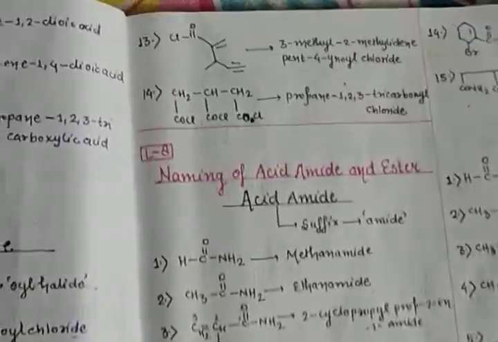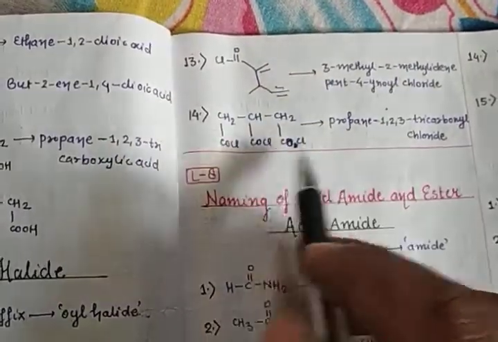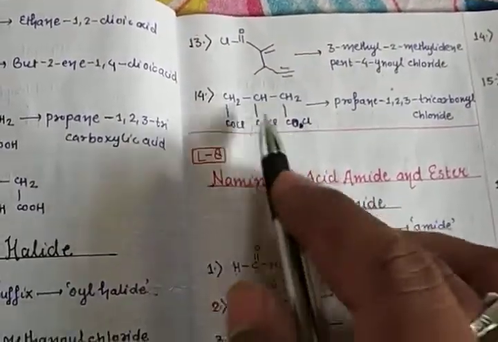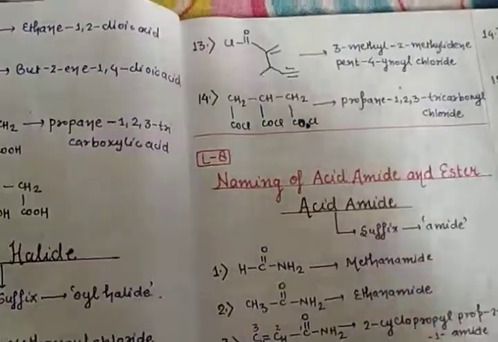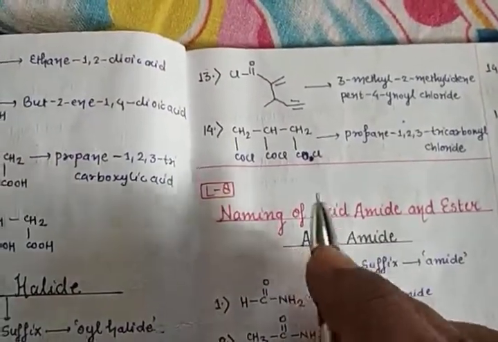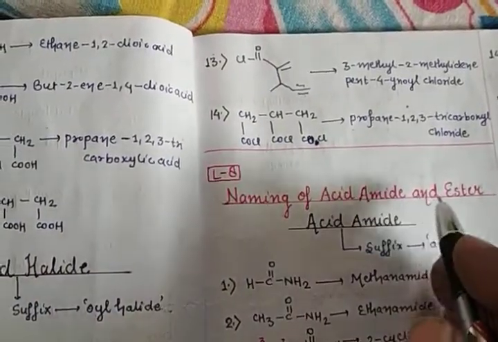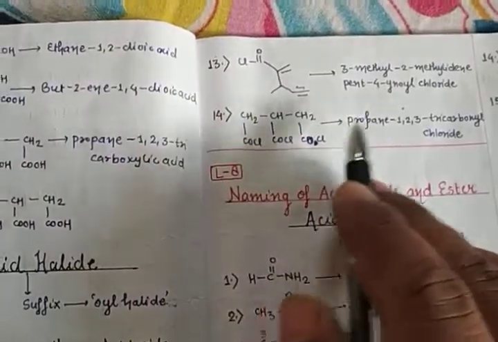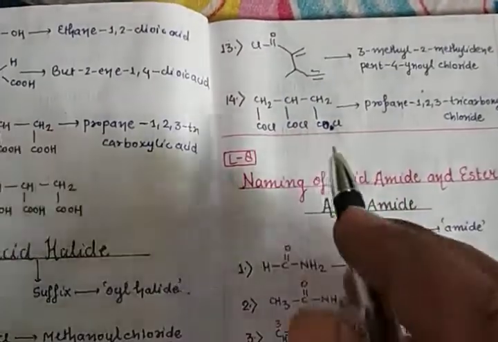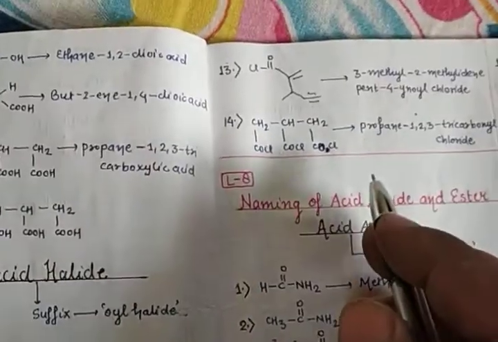Now the same for this formula again. There is a COOCl group. The same for this also: 1, 2, 3. There is propane 1, 2, 3 tricarbonyl chloride. Okay. Now my next topic is naming of acid amide and ester. So this lecture is only for acid and the terminal functional group acid halide. Okay, thank you.